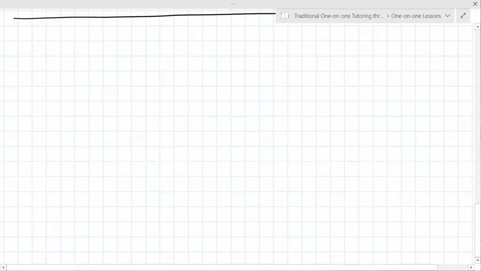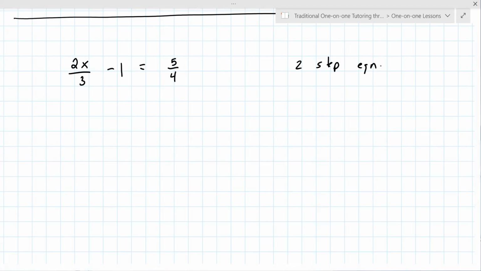Yeah. So let me give you a couple of problems where we're going to use this approach. I'll make them slightly easier. So let's say it's 2x over 3 minus 1 equals 5/4. Okay. So now this is a two-step equation. And two steps means there are two steps to solve it. It's very descriptive.